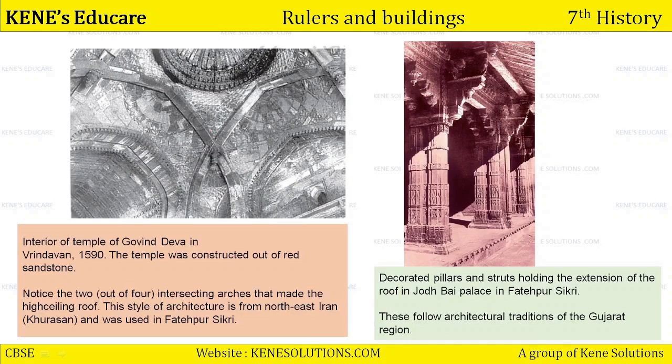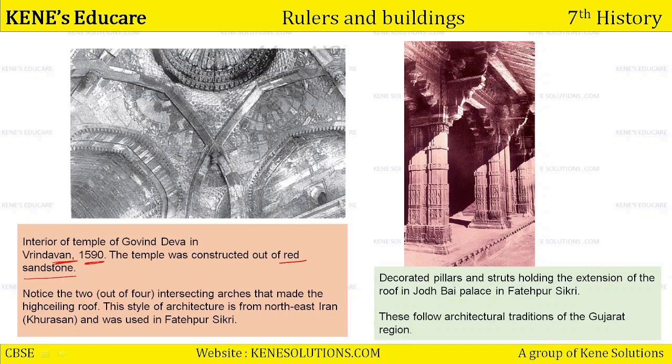Okay. This is the interior of the temple of Govind Dev in Vrindavan, Uttar Pradesh, built in 1590. The temple was constructed out of red sandstone. So there is a sandstone which is red in color, and this Govind Dev temple was built in red sandstone. Now, the most important feature of this temple. Notice the 2 out of 4 intersecting arches that made the high ceiling roof.